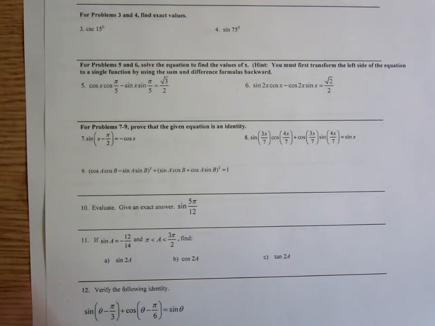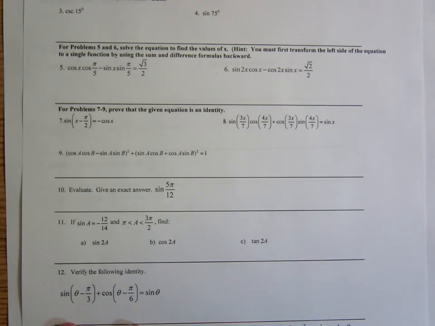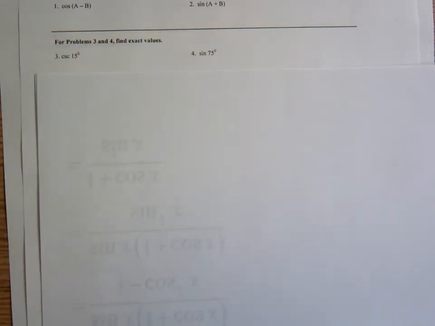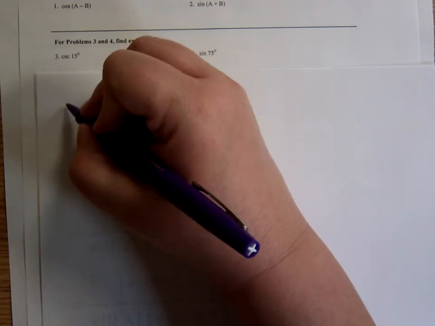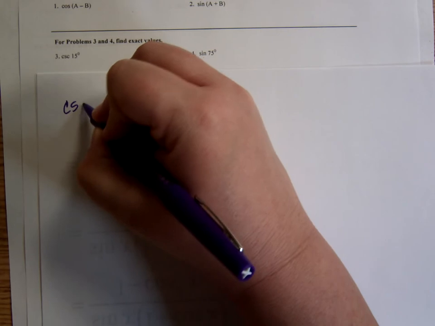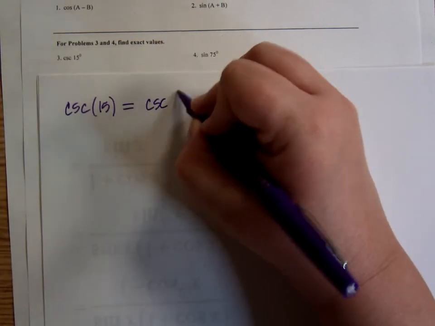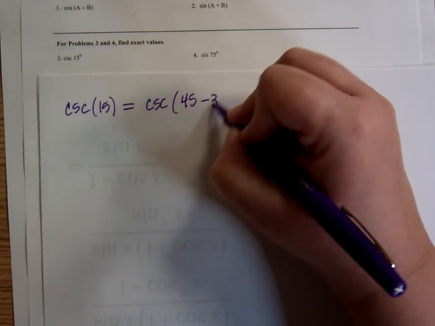Number 3, for problems 3 and 4, find exact values. Okay, so there's actually a few ways I could do this, keeping in mind that this is the sum, difference, and double angle formula sheet. I'm not going to use half angles, but that is something I could do for cosecant of 15. I could say 15 is half of 30 and use a half angle formula. Here, instead, I'm going to use a difference. I'm going to say, well, 15 is the same as 45 minus 30.